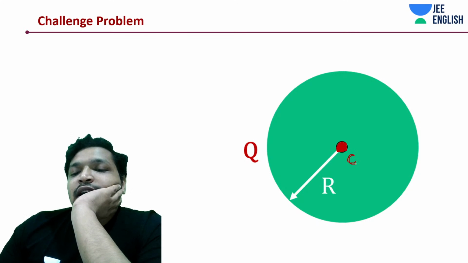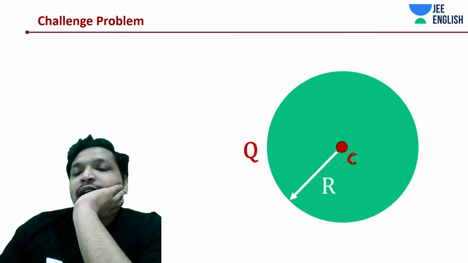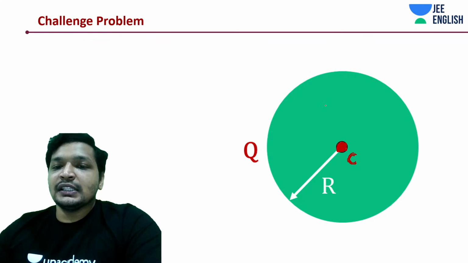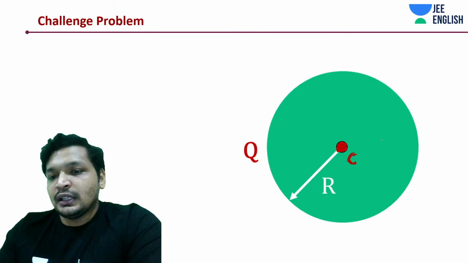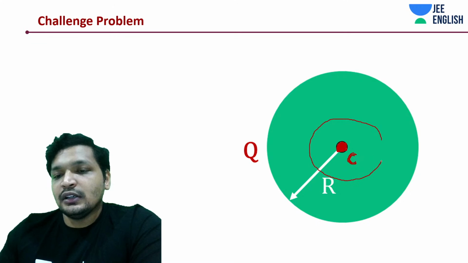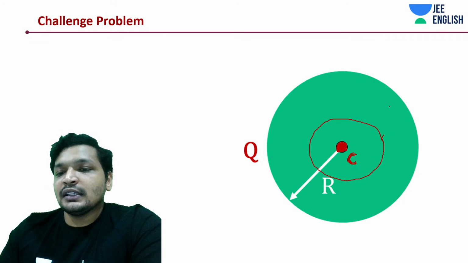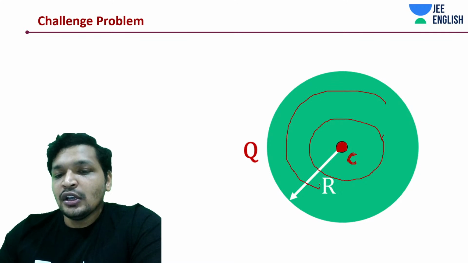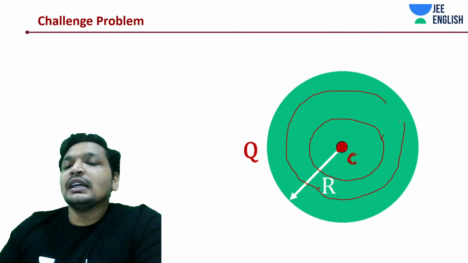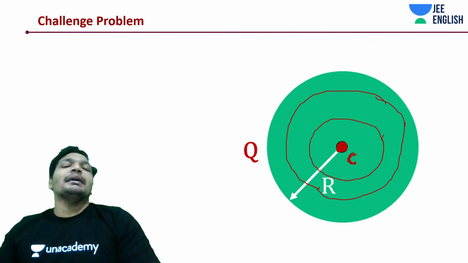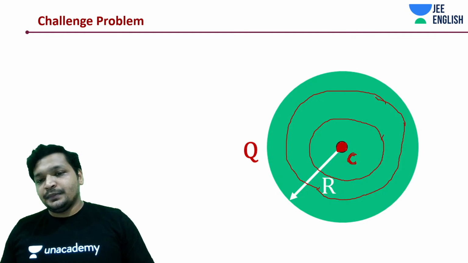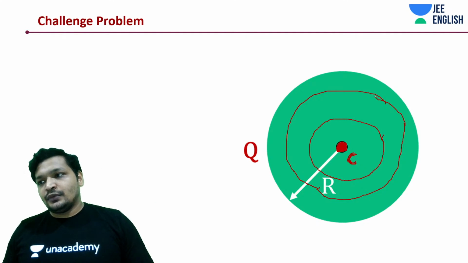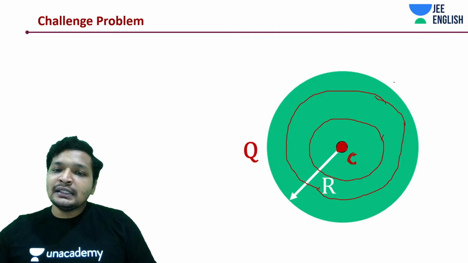Now at the center we have 0 charge, but there are shells, right? The sphere can be taken as multiple shells. Think about it. One shell over here with some thickness, then another shell over here of some thickness. Just like what we saw earlier, each shell would be creating some potential, right? There would be many such shells.